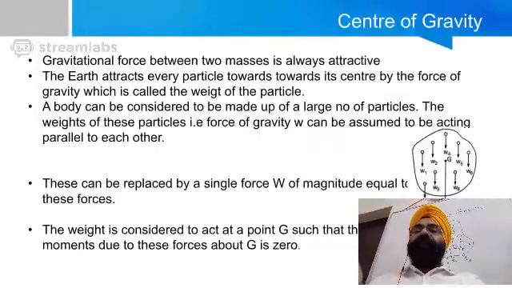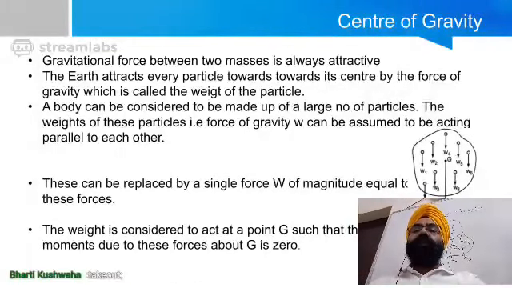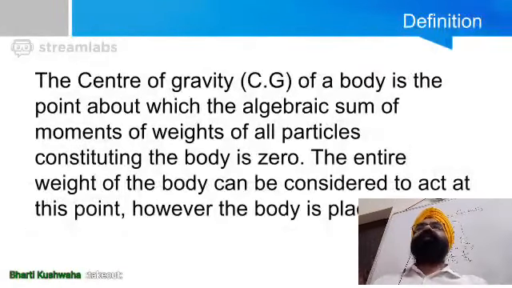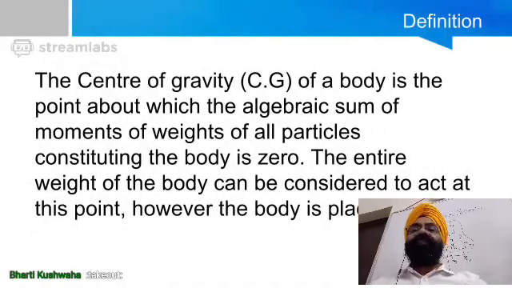Okay, so the weight is considered to act at this point G, such that the algebraic sum of moments due to these forces about G is 0. Okay, so I hope everybody has understood. Okay, we go to the definition of center of gravity.